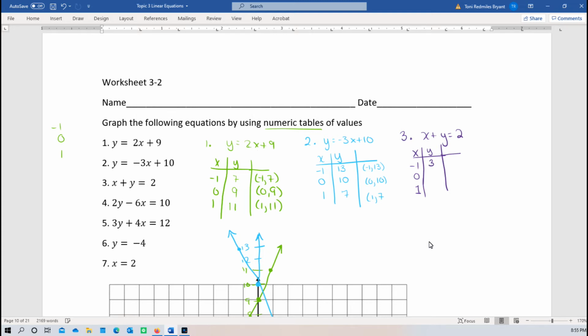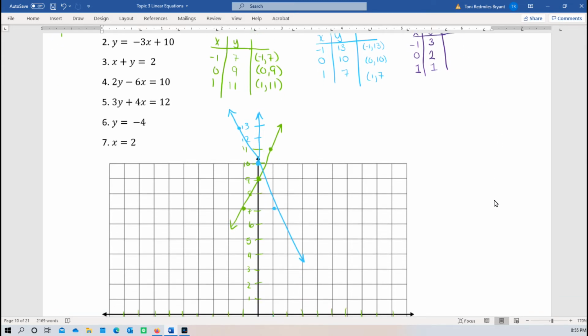If I put 0 in for x, it goes away and y just equals 2. And if I put 1 in for x, I'm going to have to subtract it from both sides, and y is going to equal 1. So when I graph these, it's going to be x is -1, y is 3, that's my first point, x is 0, y is 2, and x is 1, y is 1. Very good.